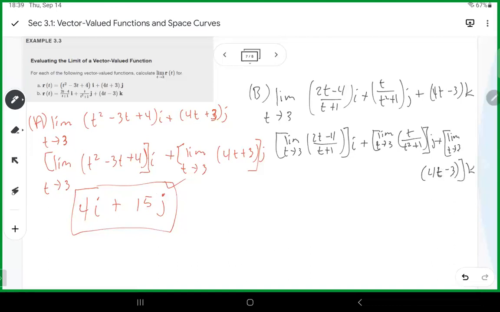So then, if you work all that stuff out, you end up getting 1/2 i plus 3/10 j plus 9 k. Right? Not too terrible.